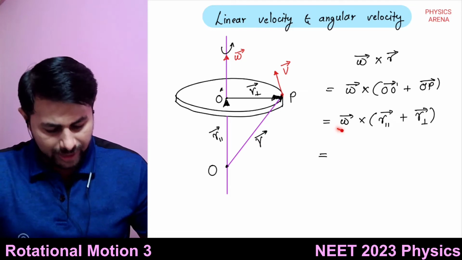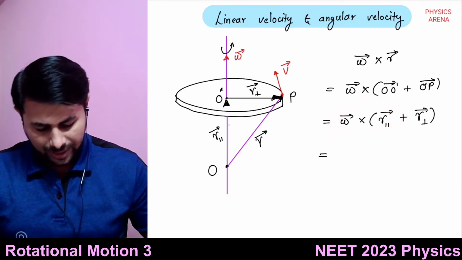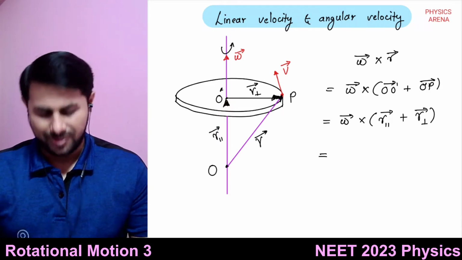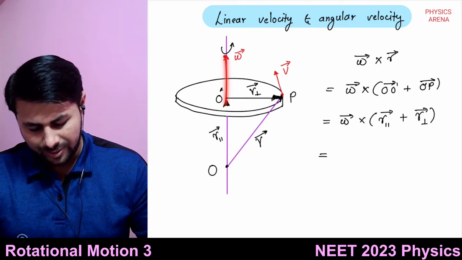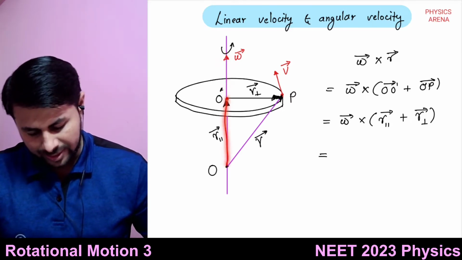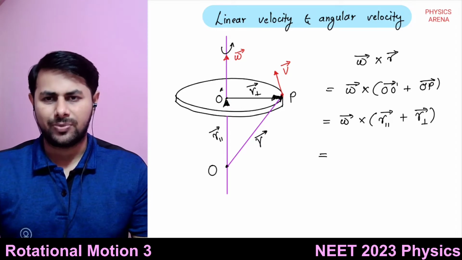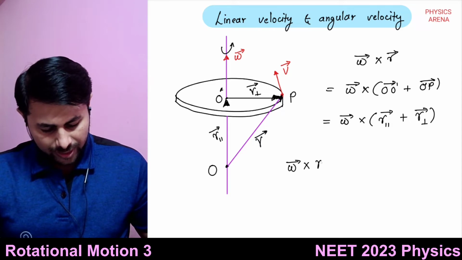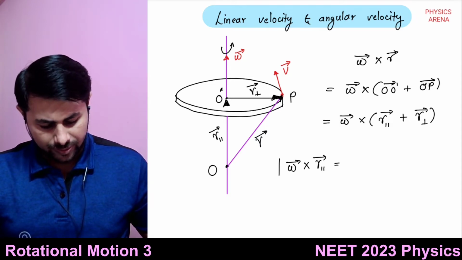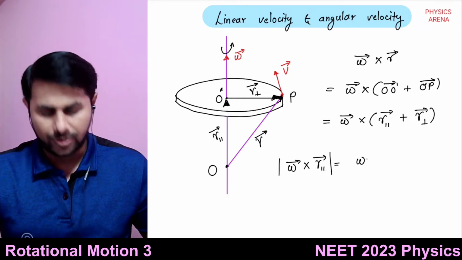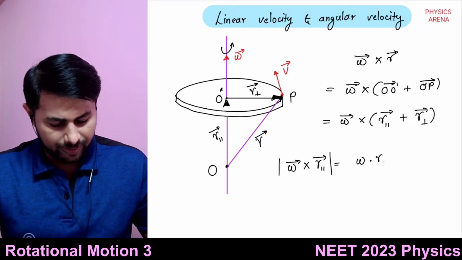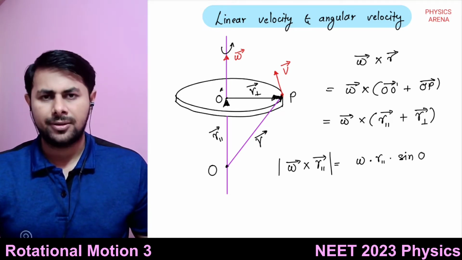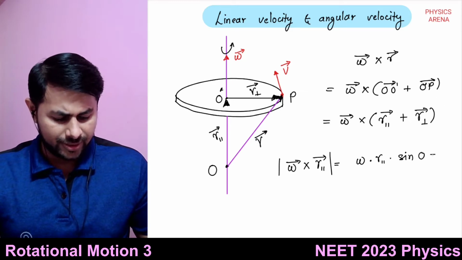So then what will be the cross product of omega bar and this vector? This you can tell me. What will be the cross product of omega bar, which is directed vertically upwards, and this vector which is also directed vertically upwards? See, omega bar cross R parallel, let's find out its magnitude. It is magnitude of omega, multiplied by magnitude of second vector, multiplied by sine of the angle between the two. And how much is the angle? Angle is 0, and sine 0 is 0.